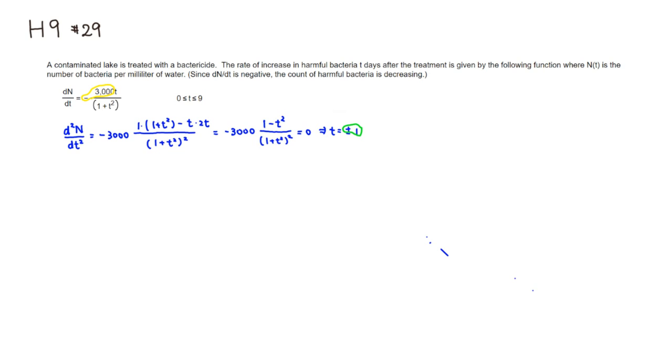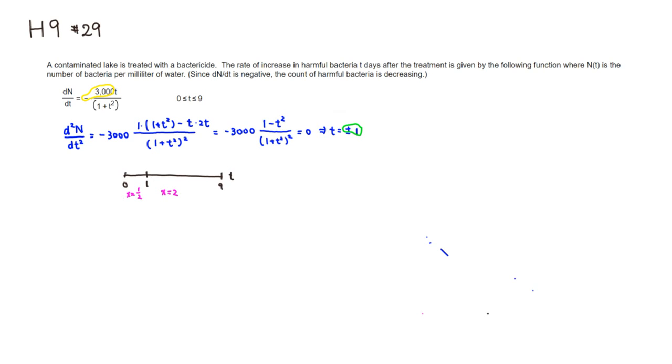Then let's make sure that that's going to give you the minimum, because it could be the maximum. So we're going to do the number line again. Here, 0 and 9, because t is limited between 0 and 9. The critical number we found is 1, so I put 1 here. Let's try any number between 0 and 1, so I'll try 1/2. Then after that, I'll try 2.